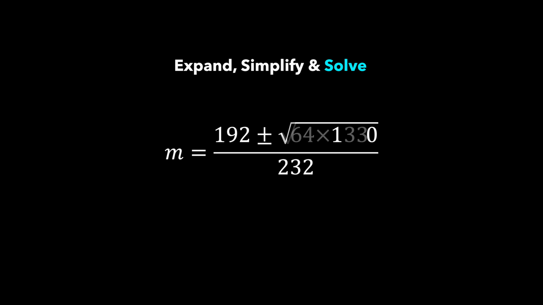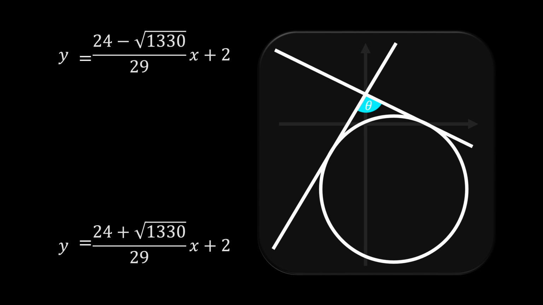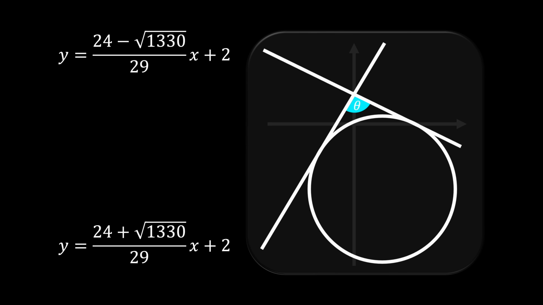And now, after many stages of simplification, as we initially expected, solving this quadratic yields two solutions, corresponding to the gradients of the two tangent lines touching the circle. These gradients allow us to write the equations of the tangent lines.